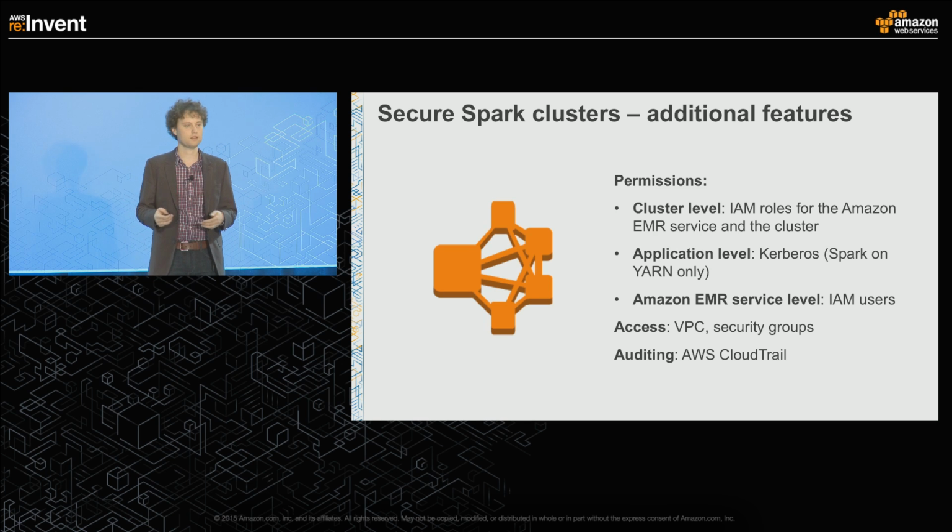From a networking perspective, you can launch in a VPC, and you can also tailor security groups on your cluster. We have default ones that we use, but you can layer whichever settings you want over that. And then finally, if you want to audit who's accessing your Spark cluster via the EMR API, you can use CloudTrail as well.